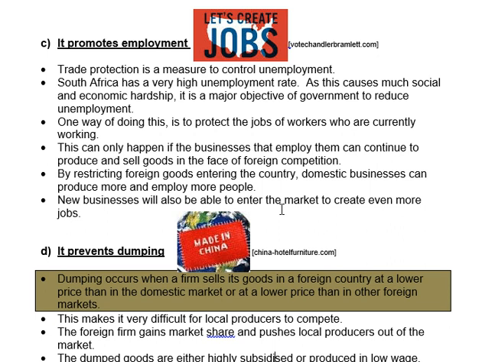All right, so by restricting foreign goods entering the country, by not allowing just anything to come into the country, we can look after our domestic businesses so that they can produce more. We can help people, or we can force, I suppose is the right word, force people to buy local goods instead of buying imported goods.